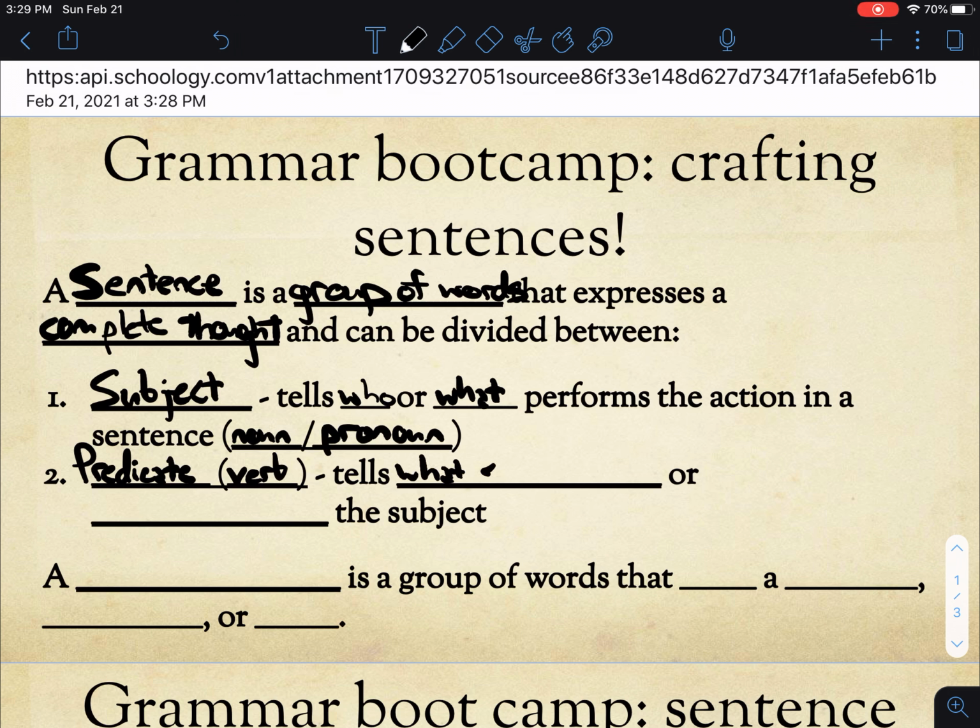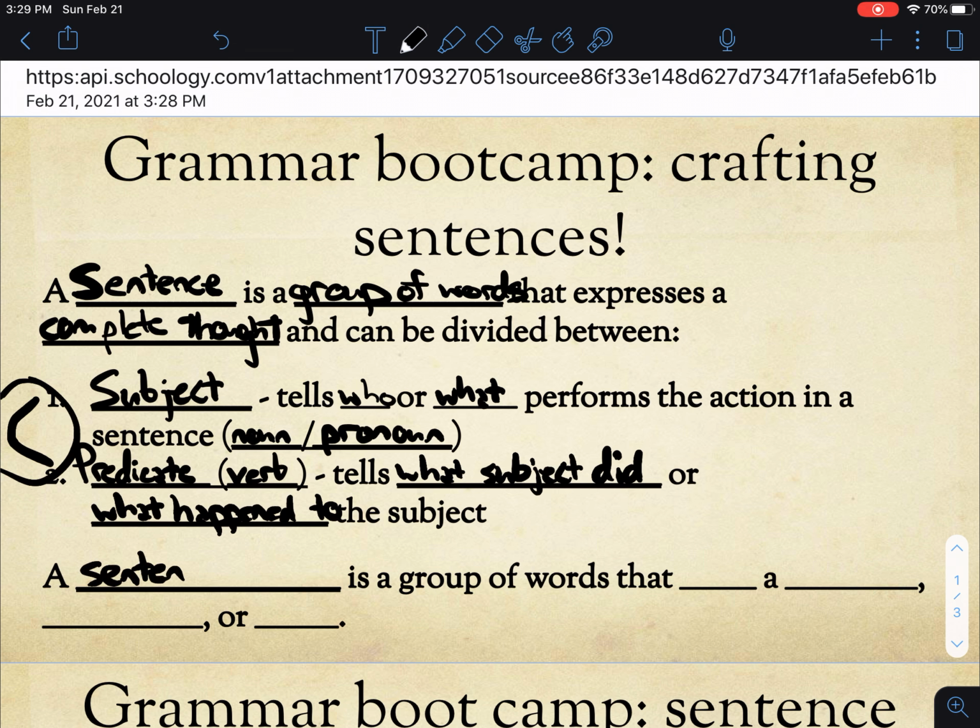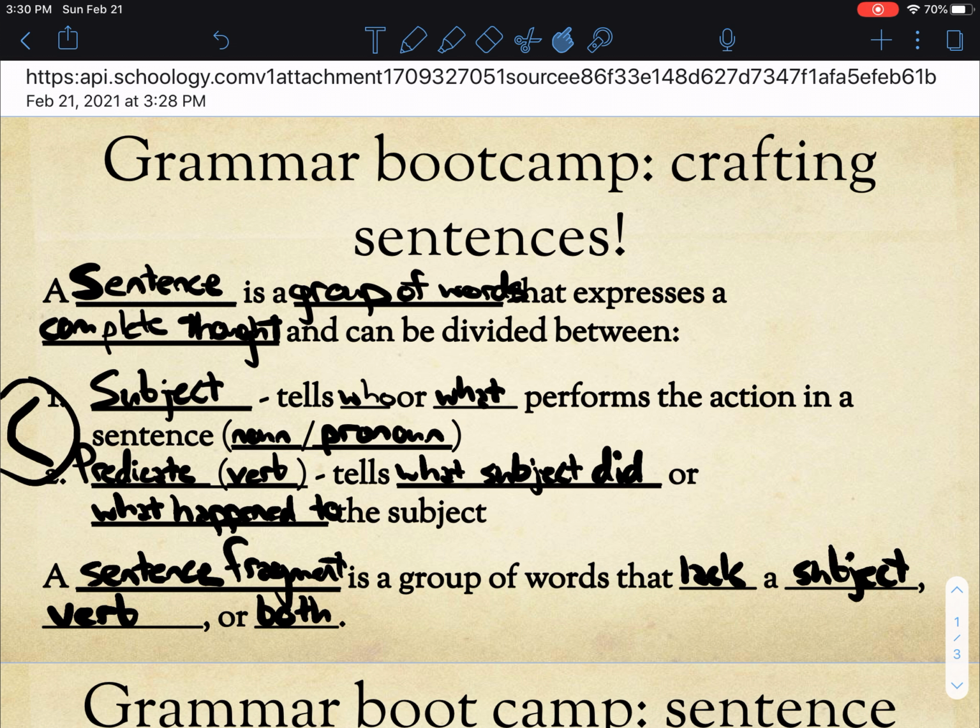And the predicate is what the subject did or what happened to the subject. So this is the verb itself. Again, back to my example of I walked down the street, the word walked is the predicate. Now these two parts are the main two things that we need to have a sentence. Without those two things, we have what we call a sentence fragment. You basically just don't have a whole sentence, so you are lacking a subject, maybe you're lacking a verb, or maybe you're lacking both. Maybe you just have the word the. That's technically a fragment. So that's the first part of our crafting sentences here.